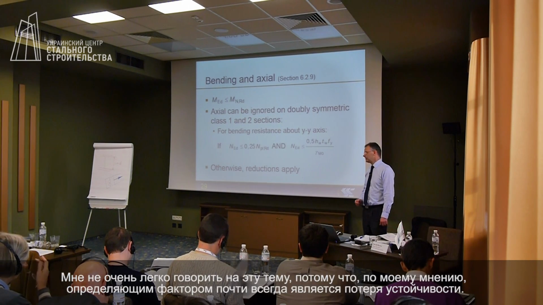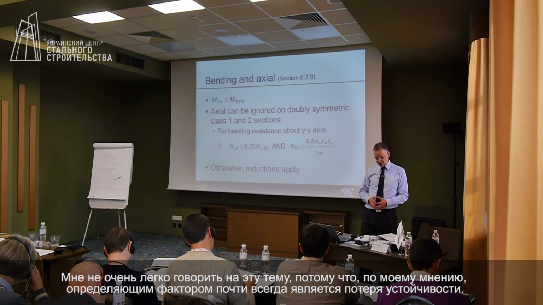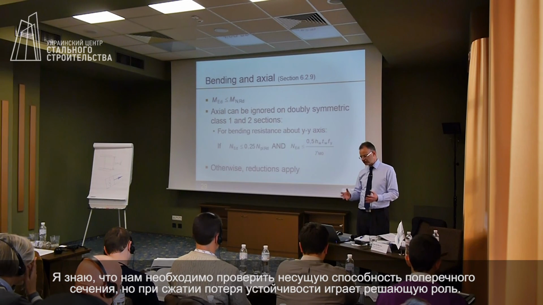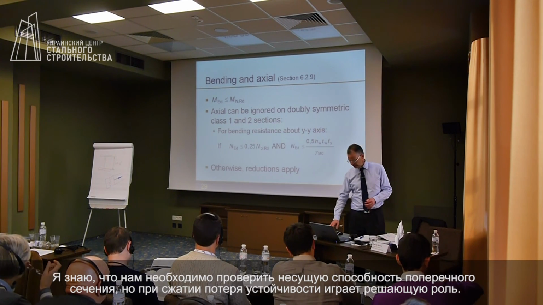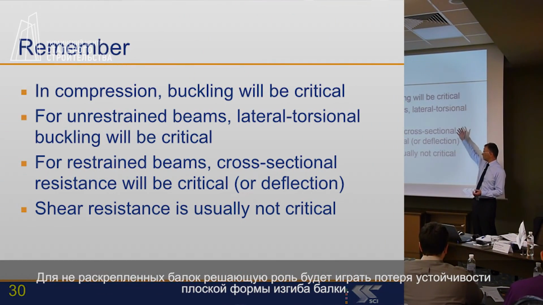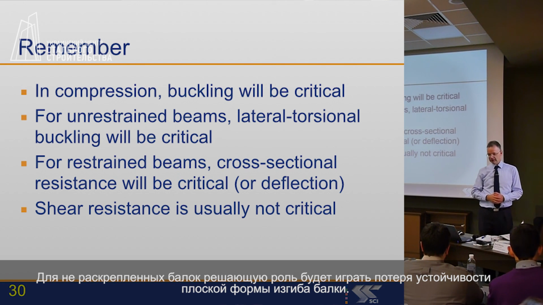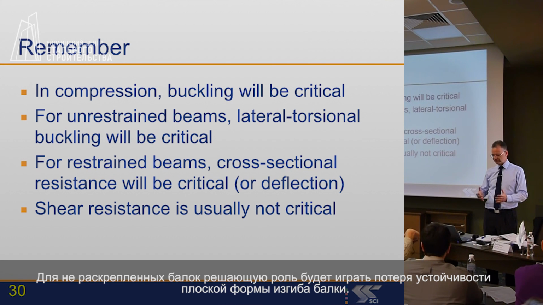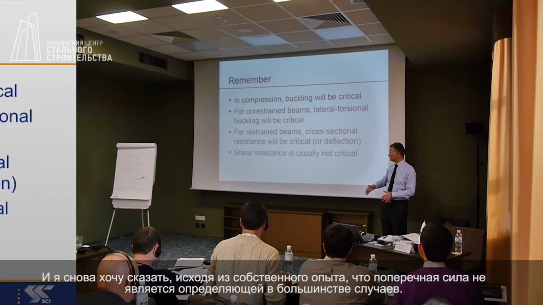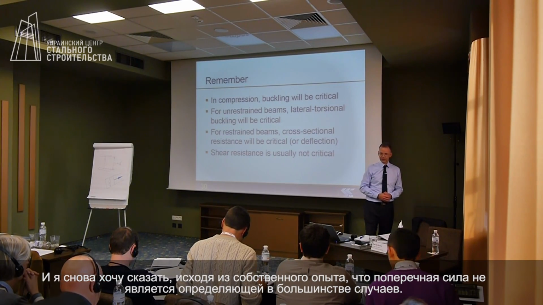I feel uneasy about talking too much about cross-sectional resistance because, in my mind, it's almost always buckling which will be critical. I know we have to check cross-sectional resistance, but normally other things will be more important. So if we have something which has an appreciable length, then compression will be critical if we're designing a strut. And if our beams are unrestrained, the compression flange is free to move, then lateral torsional buckling will be critical. And I say again, in my experience, I generally find that shear is not critical.